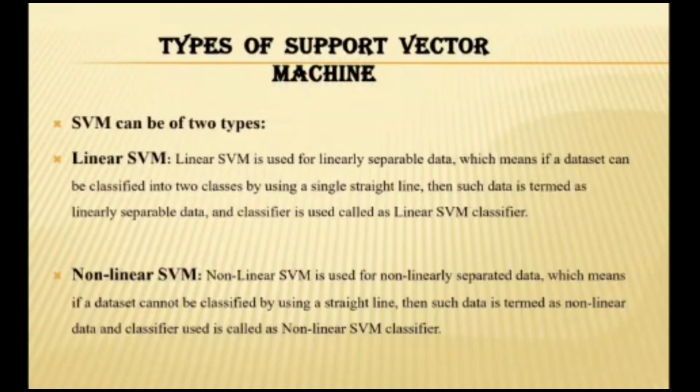And now the types of support vector machine. There are two types of support vector machine: one is linear SVM and the other is non-linear SVM. So what is linear SVM? Linear SVM is used for linearly separable data, which means if a dataset can be classified into two classes by a single straight line, then such data is termed linearly separable data, and the classifier is usually called a linear SVM classifier. What is non-linear SVM? Non-linear SVM is used for non-linearly separable data, which means if a dataset cannot be classified by using a straight line, then such data is termed non-linear data, and the classifier is usually called a non-linear SVM classifier.